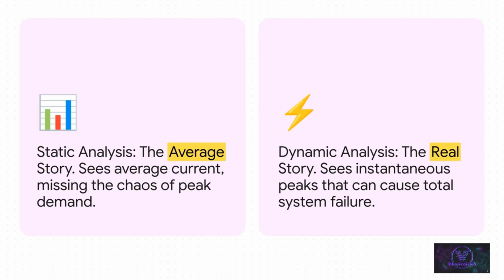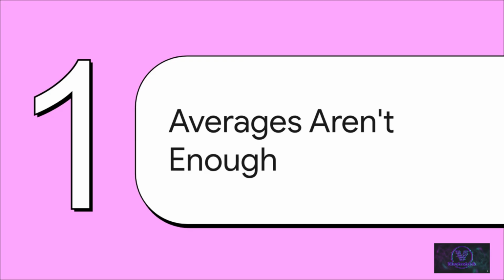But then you have dynamic analysis, and that is the real story. That's like looking at the exact same highway at 5 p.m. on a Friday. You see the gridlock, the sudden surge, the very thing that can cause the whole system to crash. And that brings us right to our first big point. In the world of high-performance chips, just relying on averages, yeah, that's a huge, critical mistake.